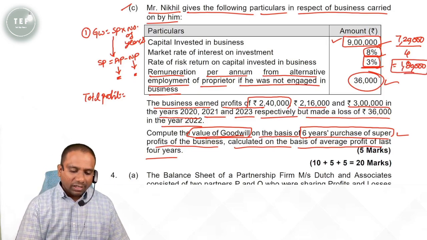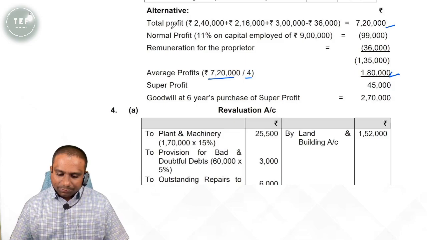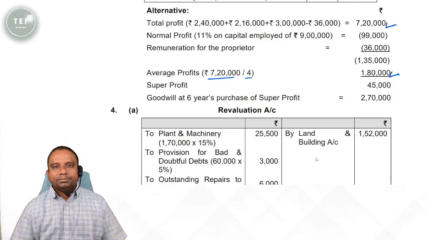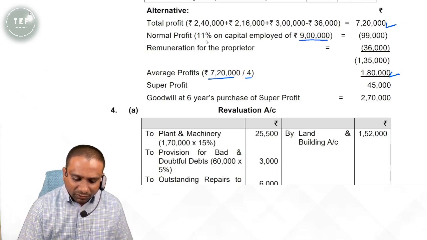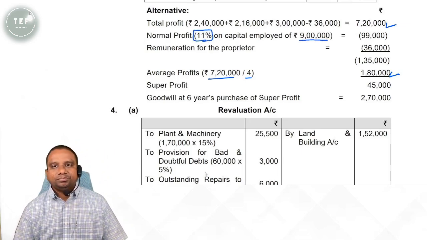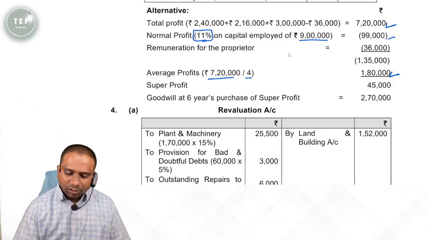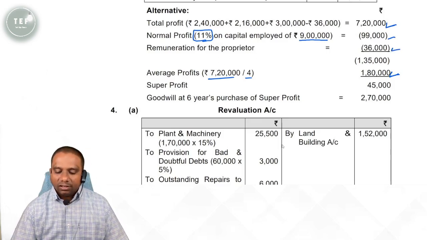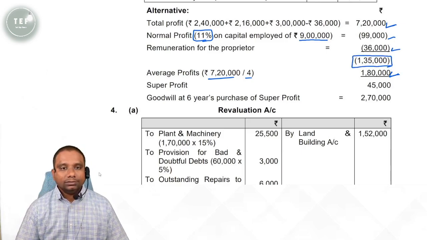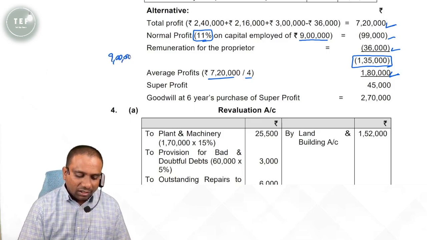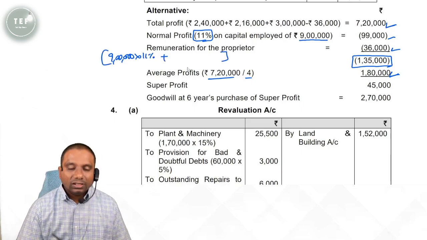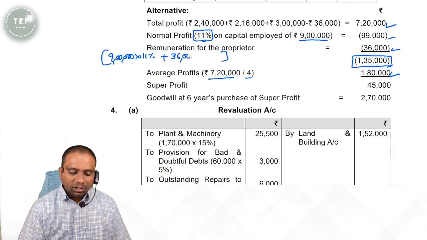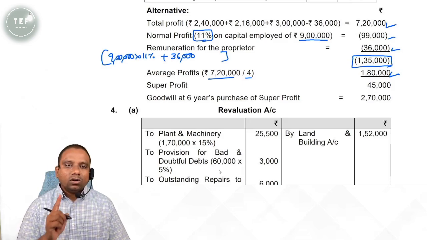Now, normal profit, how do we calculate? Simple. Look at first. This is our total profit. On 9 lakhs, simply calculate 11%. 99,000. Remuneration for the proprietor 36,000 rupees. And the remaining is nothing but normal profit. This much normal profit I have to earn. On 9 lakh, I have to earn 11% plus, from my alternative employment, I am earning 36,000. This is called normal profit.